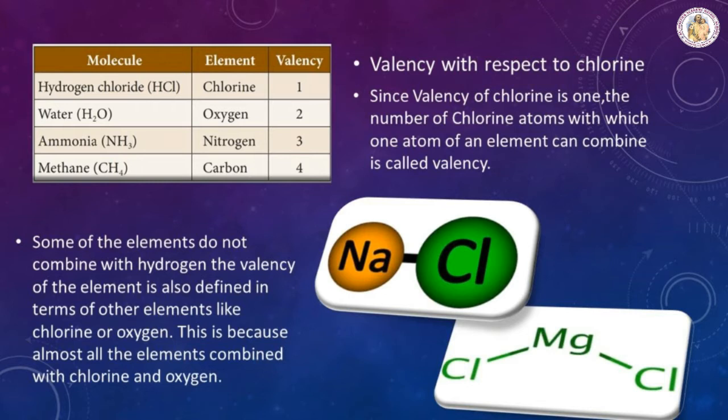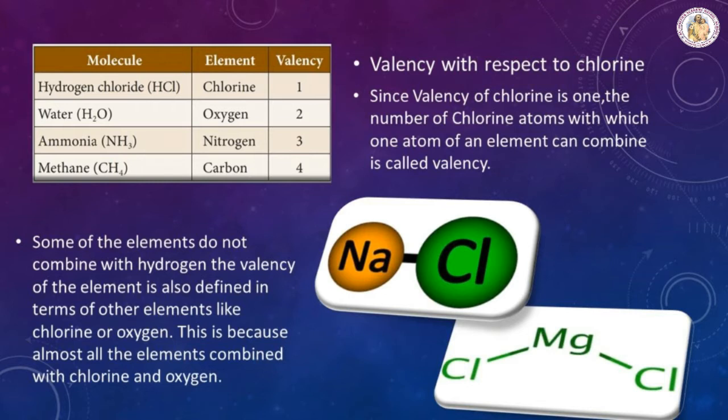Since some of the elements do not combine with hydrogen, the valency of the element is also defined in terms of other elements like chlorine or oxygen. This is because almost all the elements combine with chlorine and oxygen. Valency with respect to chlorine.